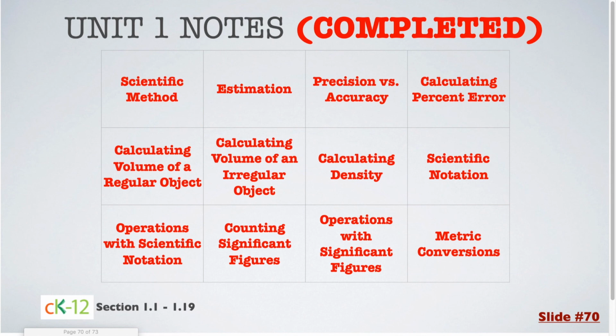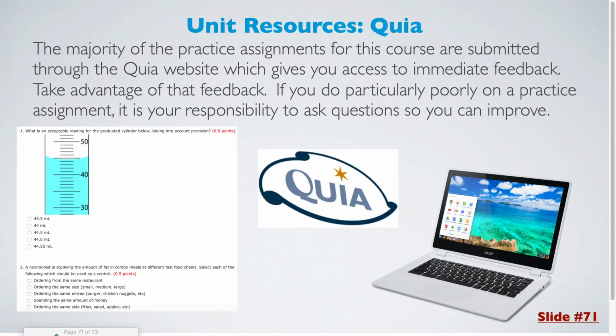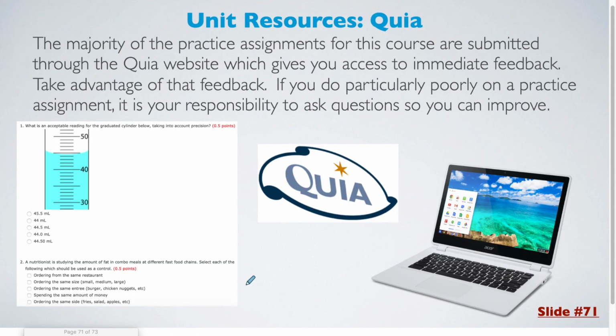And that concludes our Unit 1 notes. So these are all the topics that we have covered, which are fair game for your assessment. Before we wrap up the video, I just wanted to go over some resources that you have access to. The majority of the practice assignments for this course are submitted through the KIA website, which gives you access to immediate feedback. Please make sure that you are taking advantage of that feedback. If you do particularly poorly on any of the practice assignments, it is your responsibility to ask questions so that you can improve.